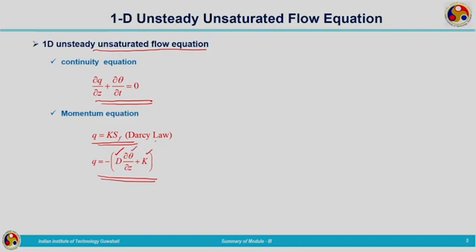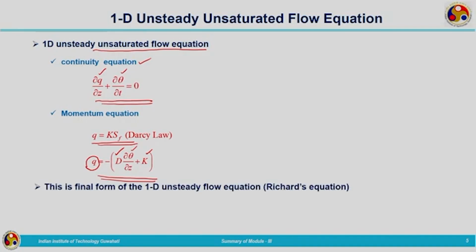and also hydraulic conductivity. In the continuity equation we had the terms related to Darcy's flux and the soil moisture content. So, Q from the momentum equation was substituted in the continuity equation, and then the final form of the 1D unsteady flow equation was derived. This is the famous Richards equation, given by this particular equation, representing the unsteady flow through the unsaturated zone.